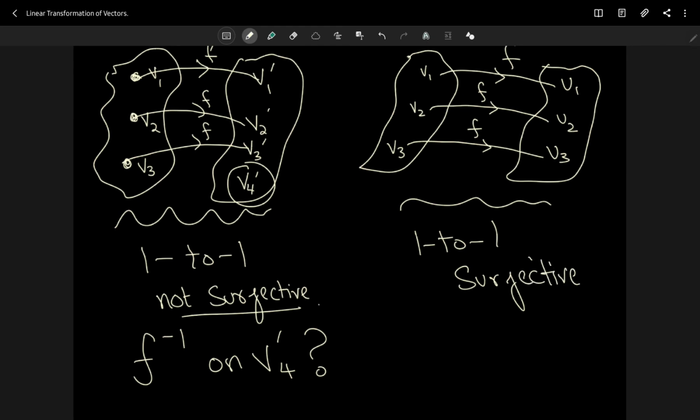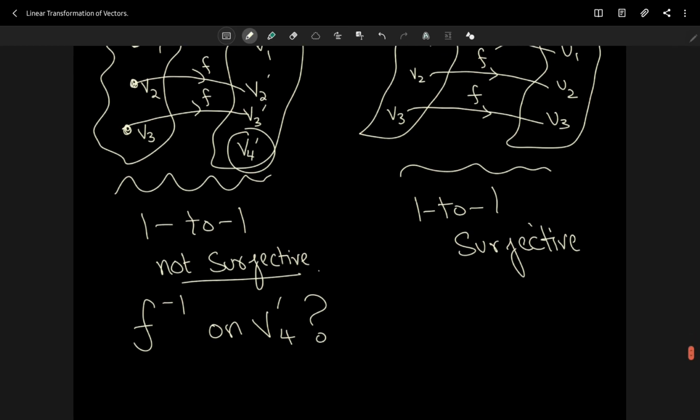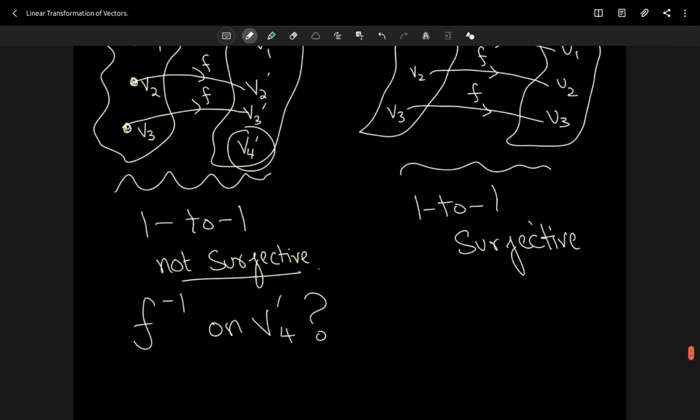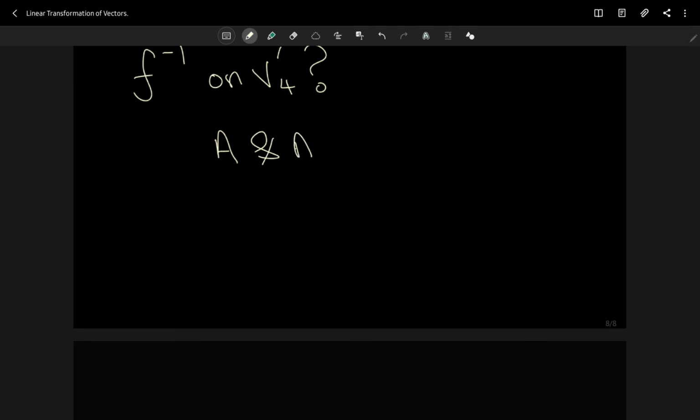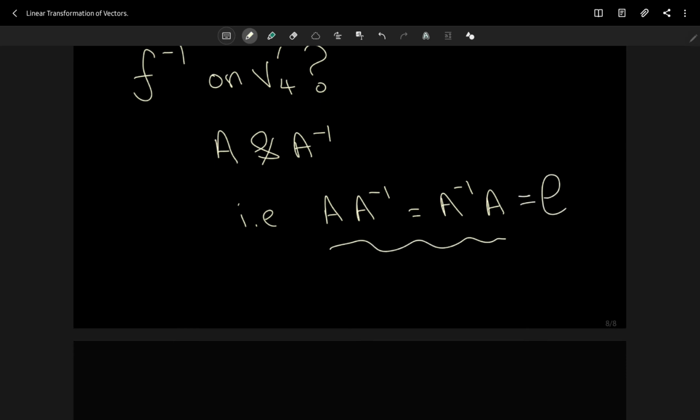Okay, so well, it turns out that if A inverse exists, then it satisfies the linearity conditions as well. And furthermore, there is this commutativity between A and A inverse. So that is mathematically that A A inverse is the same as A inverse A, which is, of course, your identity.